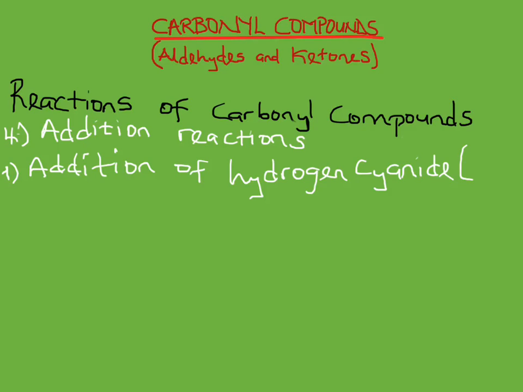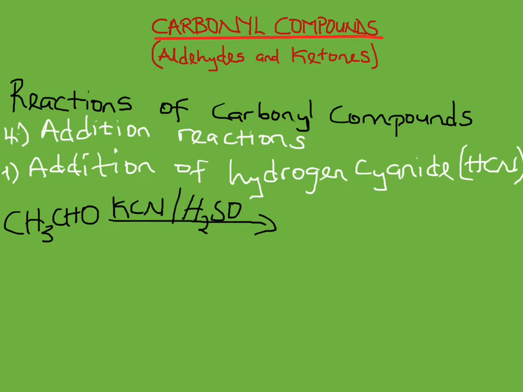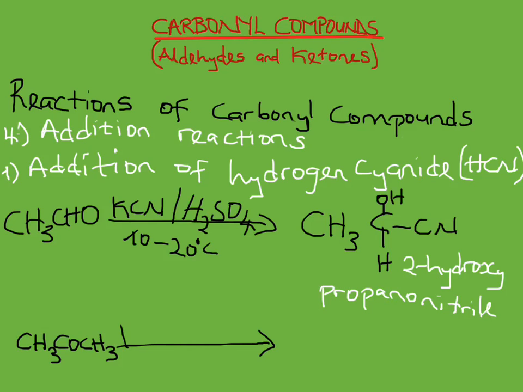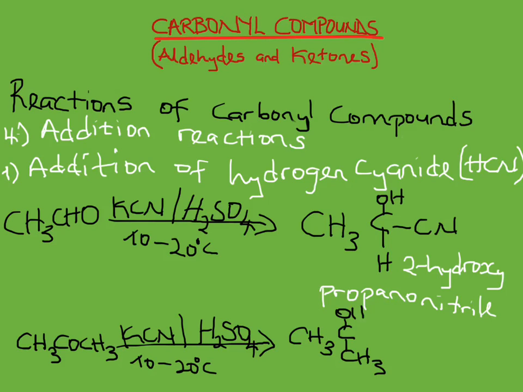The first addition reaction we're going to be looking at is addition of hydrogen cyanide. They react with hydrogen cyanide in an alkaline medium to form 2-hydroxyalkanenitrile. The hydrogen cyanide is usually generated by the action of dilute sulfuric acid on the appropriate metal, that is the appropriate metal cyanide. For example, you could use potassium cyanide or sodium cyanide.